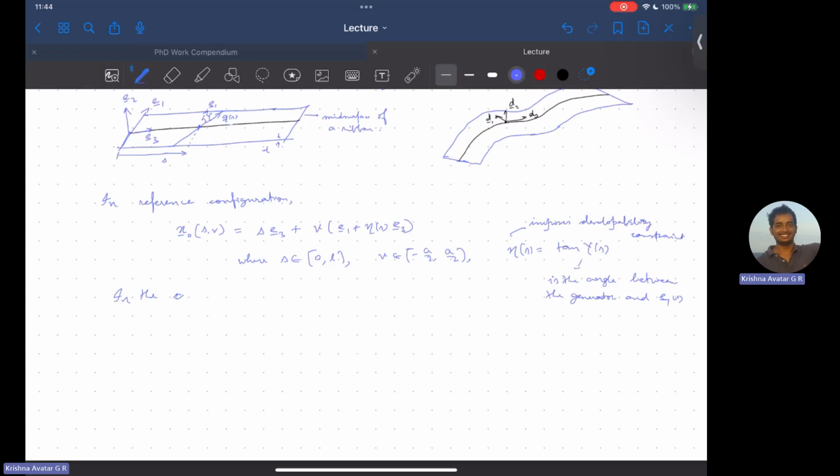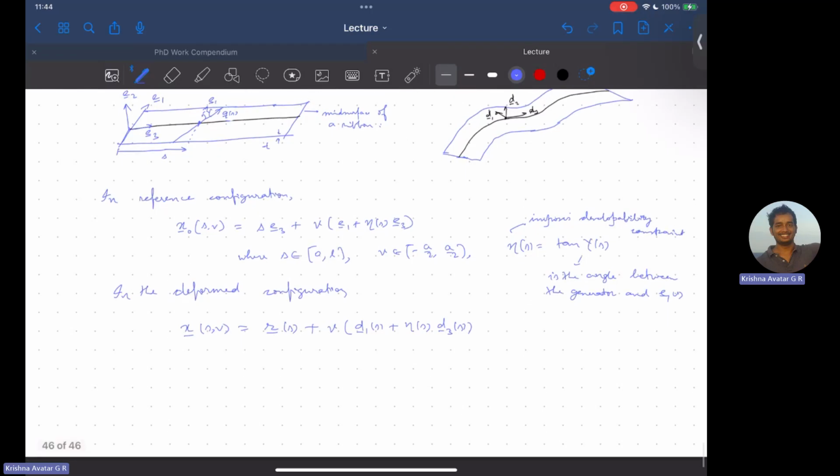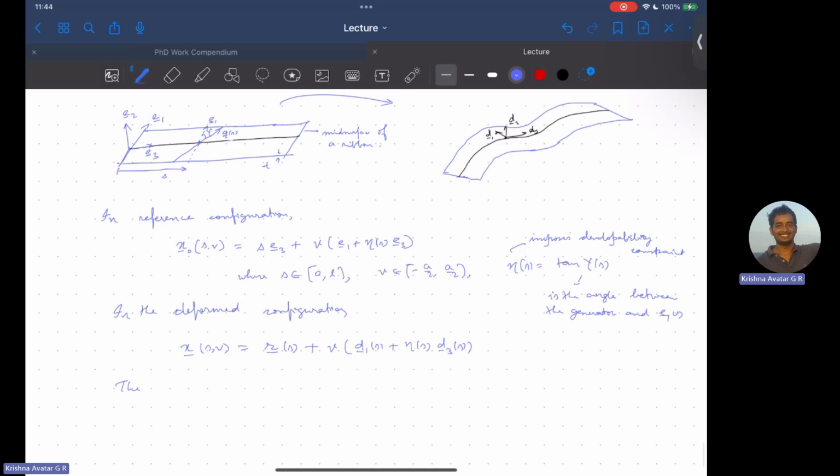In the deformed configuration, we have x vector of S comma V, given by r vector of S plus V, and then you know that E1 gets mapped to D1 of S plus eta of S, which is there as it is, times D3 of S, because E3 gets mapped to D3 of S. And also the normal to the surface, n vector of S, is given as D2 of S. This already implies that the norm of n vector of S is just 1. It's a unit norm.